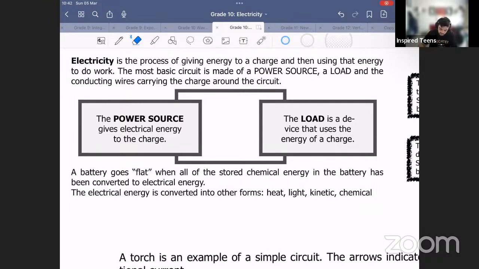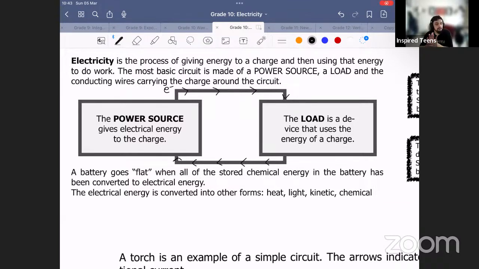The charge travels along the conducting wire all the way to the load. The load is the device that uses that energy of a charge. So the charge travels to the load, which is what needs the energy. For example, if a plug in your house is charging your phone.